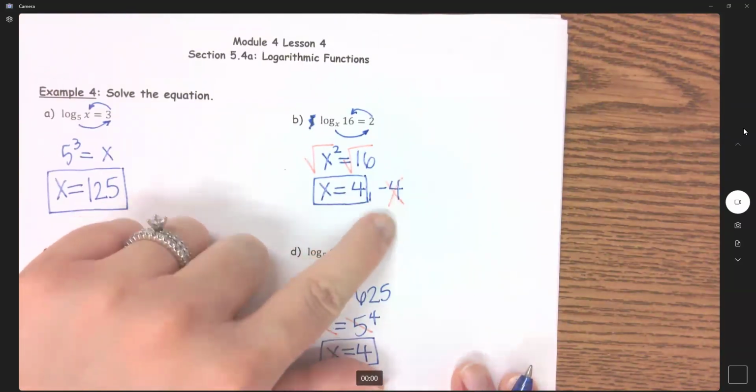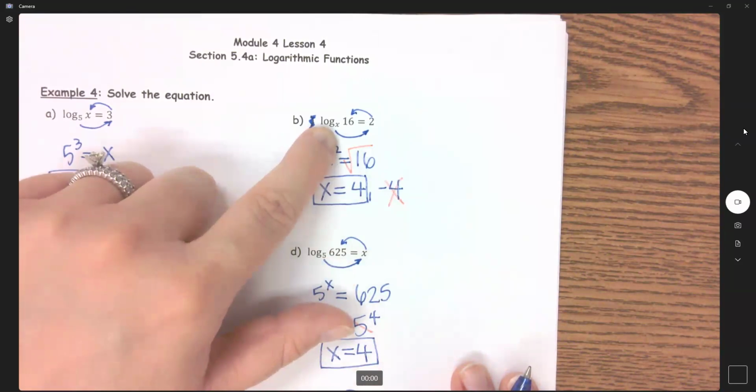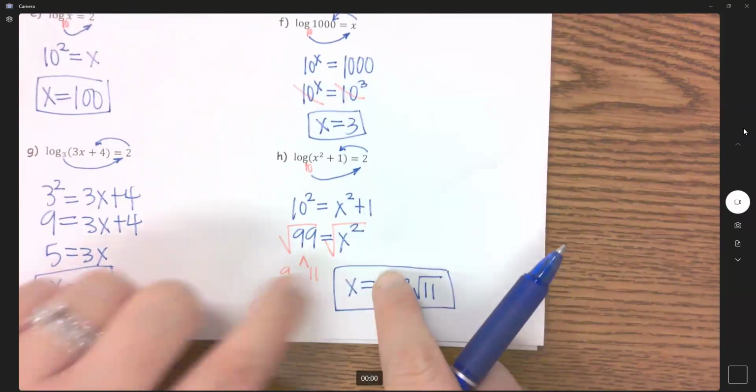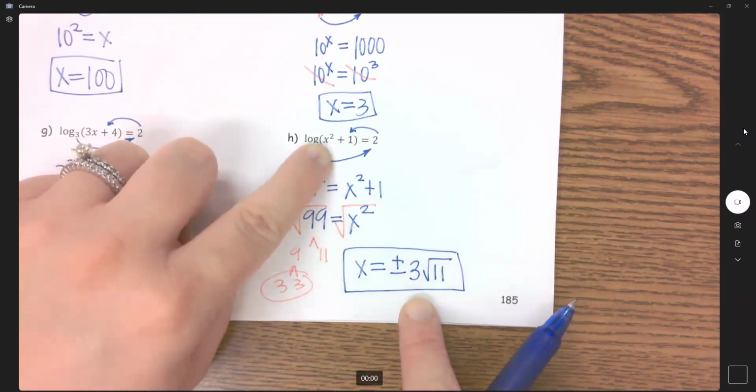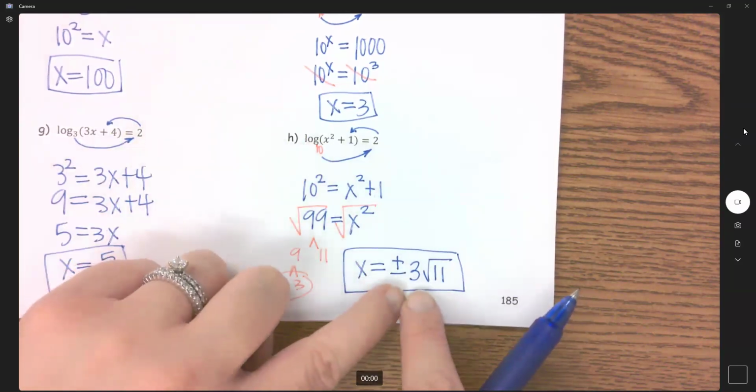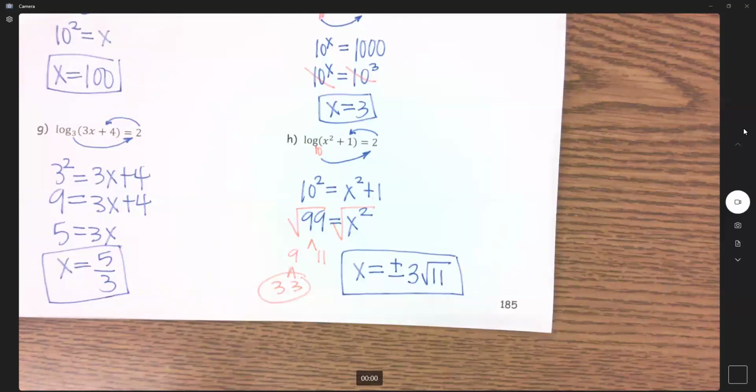Now, on the first one we did, we had to throw out the negative, because when I plugged in that negative, we had a negative within that log. But here, because I am plugging into that x squared, it's always going to turn positive. So you're going to have 2 answers here, because when you plug in the negative, it still is positive within the log.